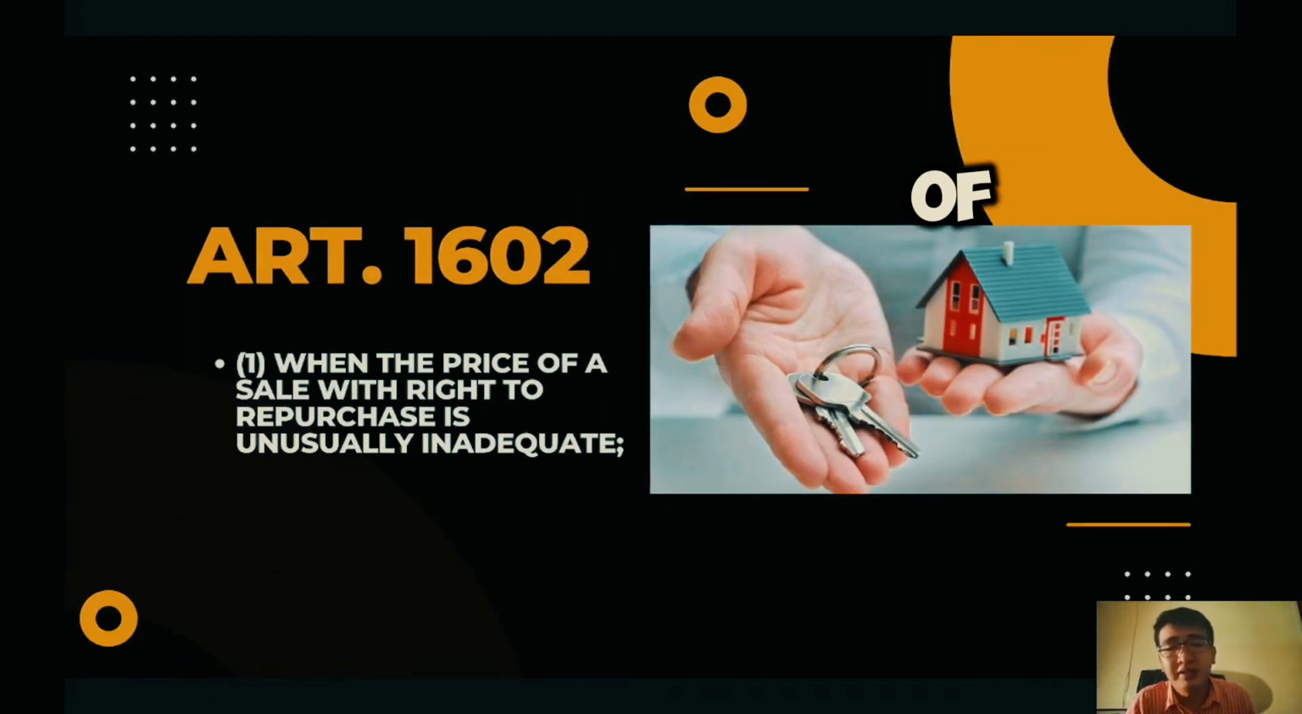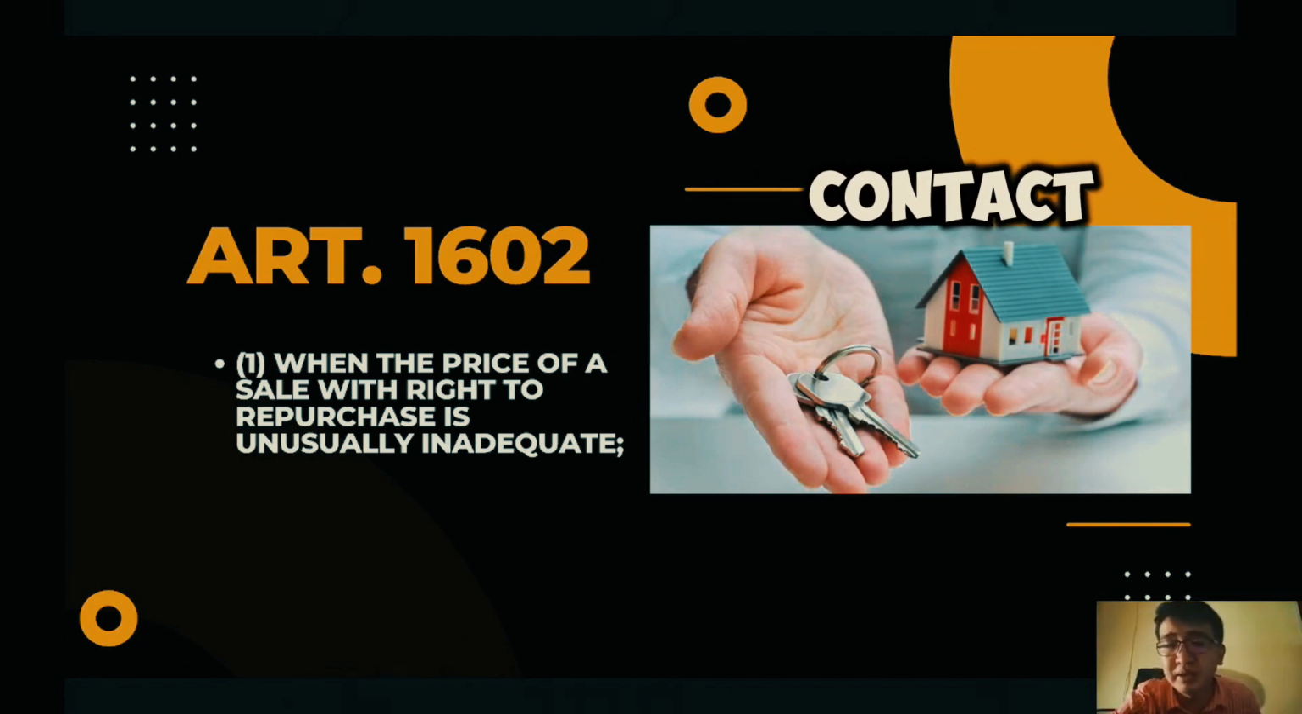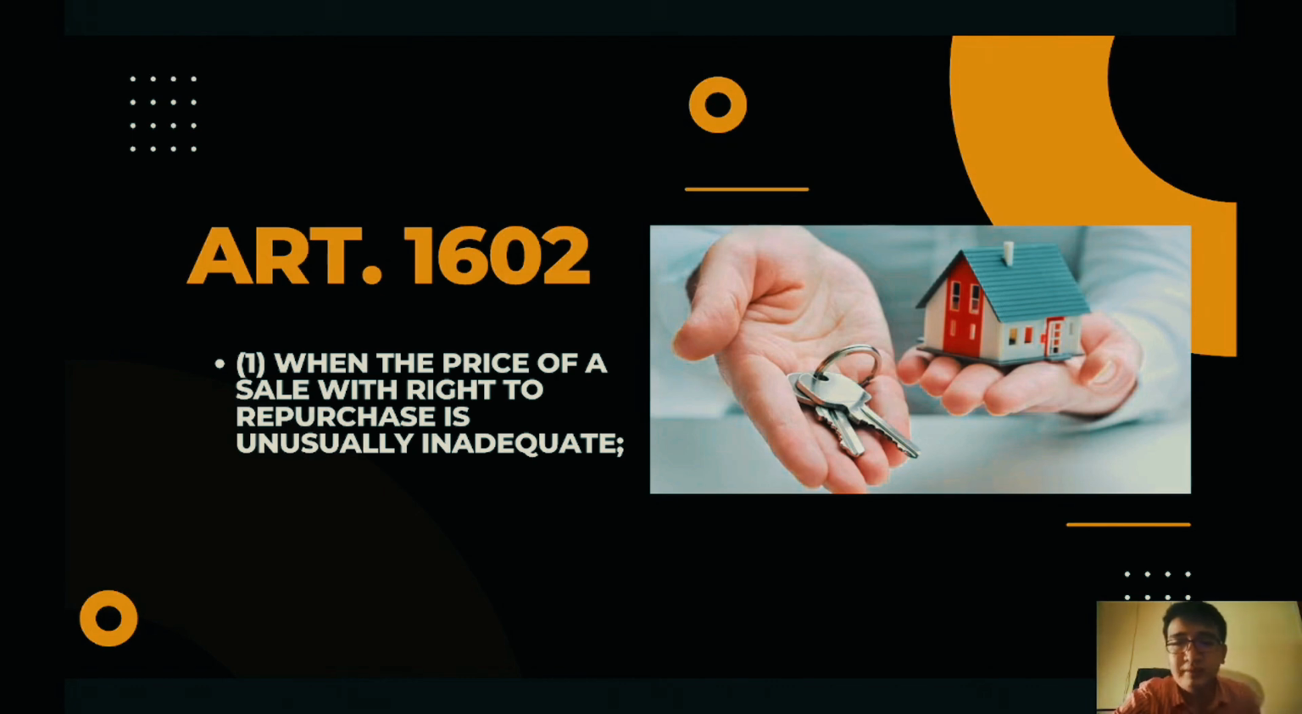Okay? Number 1, when the price of a sale with the right to repurchase is usually inadequate. Okay? Meaning, there is a contract of sale and it is not an ordinary contract of sale. It's a pacto de retro sale. Why? Because it has a right to repurchase and at the same time, it is inadequate. So, the presumption under the law is it is an equitable mortgage. Hindi siya contract of sale. Okay?